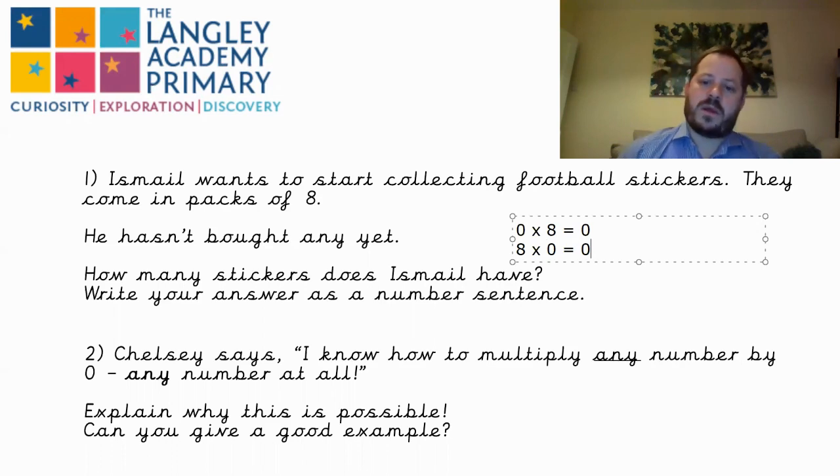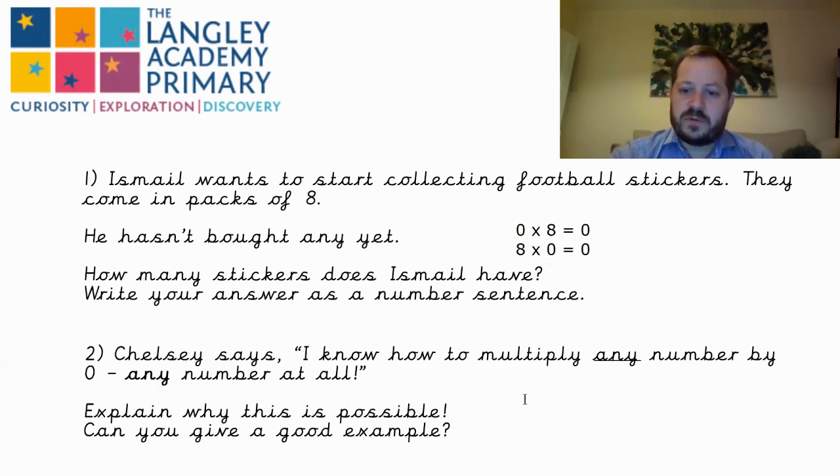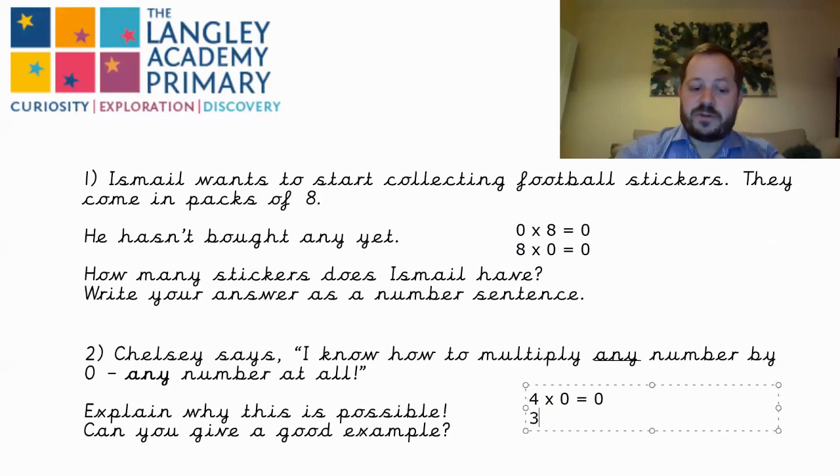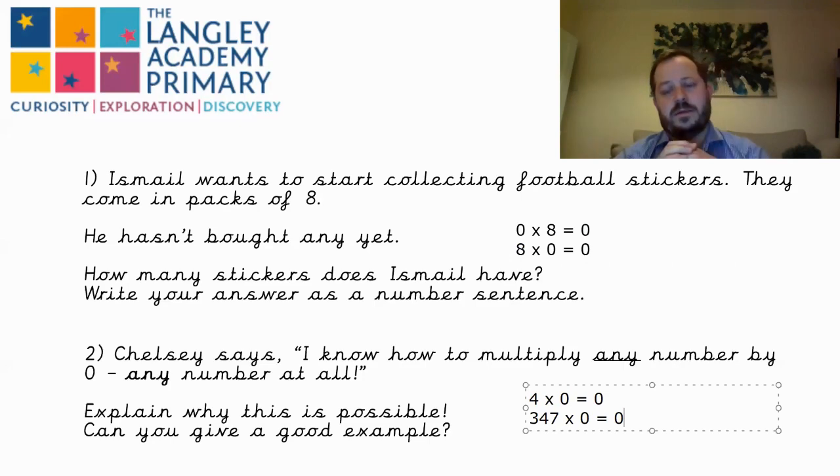Question 2, how does she know that she's multiplying any number by 0? Well, she always knows that it is 0. And all you're trying to do as a proof here is give some examples. So you could do 4 times 0 equals 0. You could do 347 times 0 equals 0. It's the same. It doesn't matter. All you're doing is giving as many examples as you possibly can. But the knowledge you have is when you times by 0, the answer is always 0.